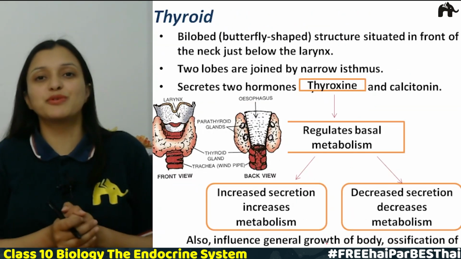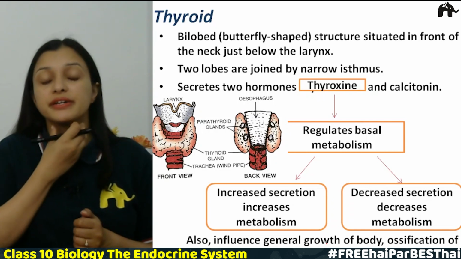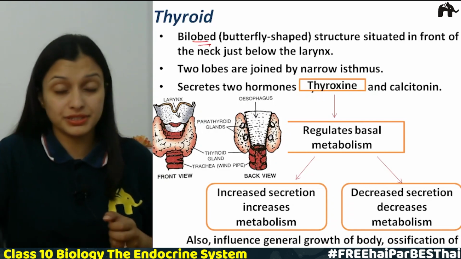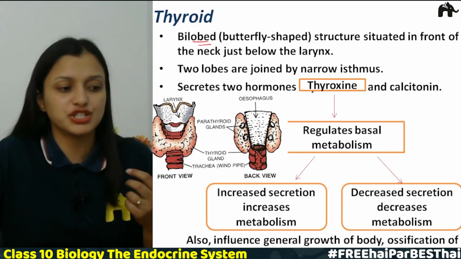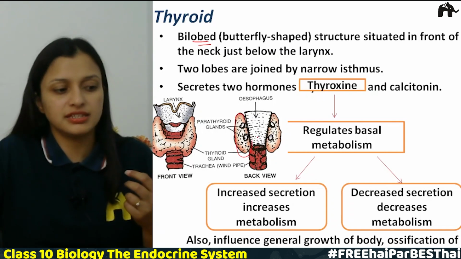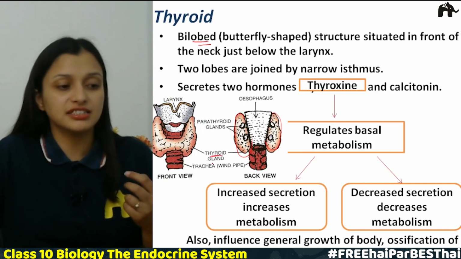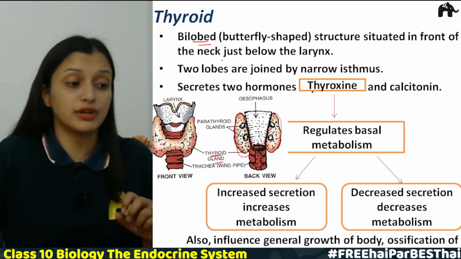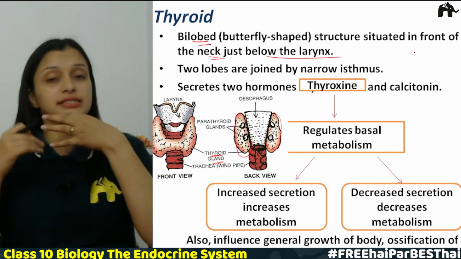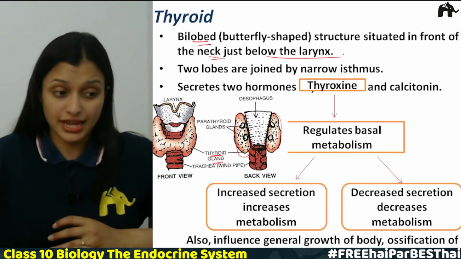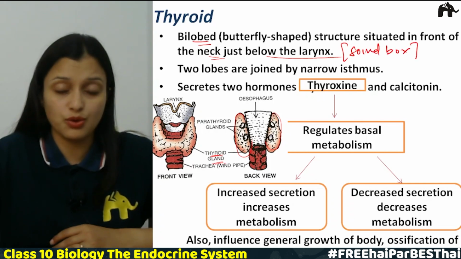So let's now talk about our next endocrine gland, that is the thyroid gland. It is situated over here, right? It is bilobed, so there are two lobes in the gland, and it is something like a butterfly-shaped gland. This is the first wing, and this is the second wing of the butterfly. These are the thyroid glands, which are situated in front of the neck, just below the larynx. Okay, so what is the larynx? It is the sound box, which produces sound in our body.